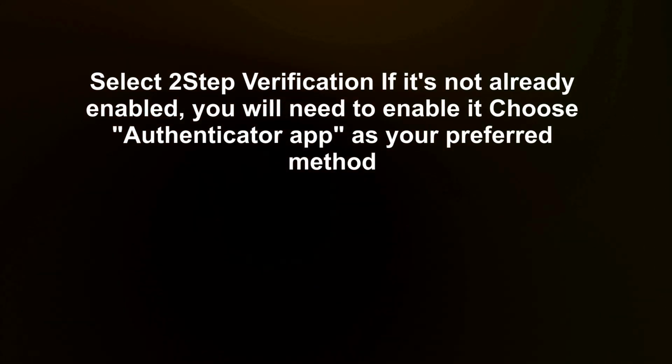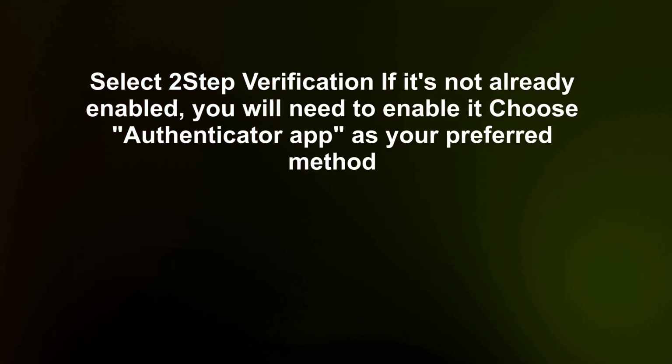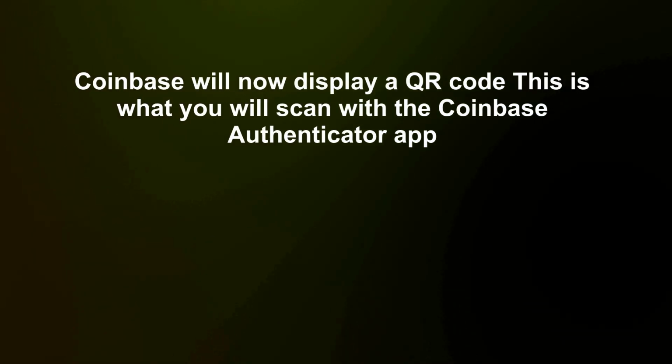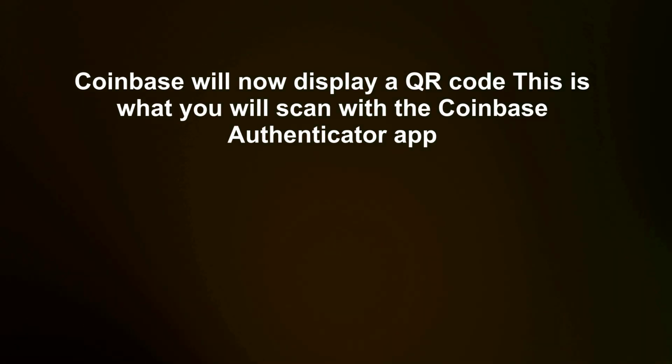Select two-step verification if it's not already enabled. You will need to enable it. Choose Authenticator app as your preferred method. Coinbase will now display a QR code. This is what you will scan with the Coinbase Authenticator app.